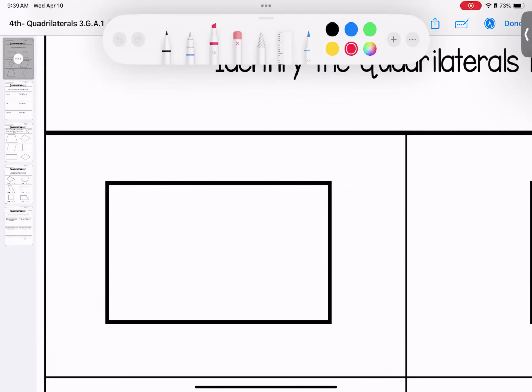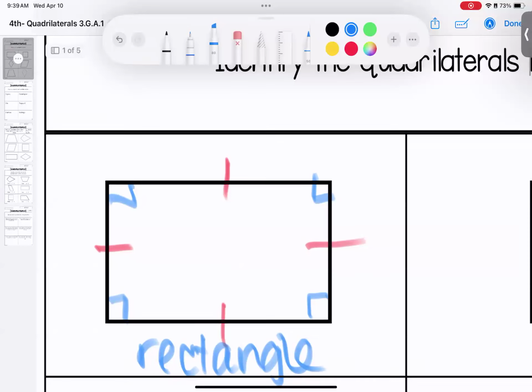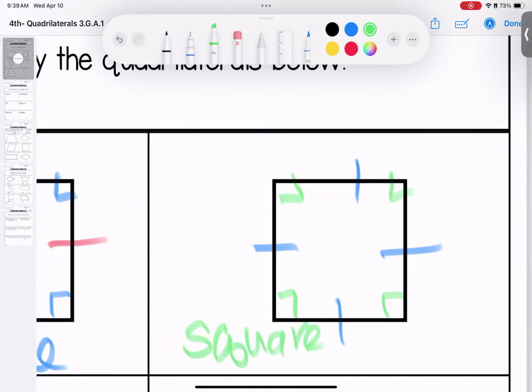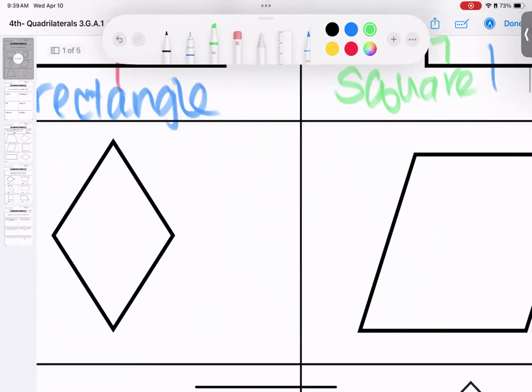So this one has opposite sides that are equal, two long sides, two short sides. We also see that we have four right angles. That means that this is a rectangle. Over here, similar, but this time we have four equal sides and four right angles. This cutie is a square. If you did not spell it right, that is absolutely fine.